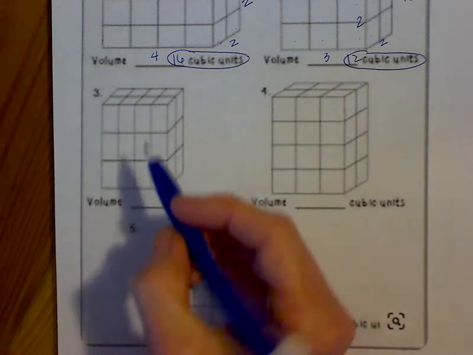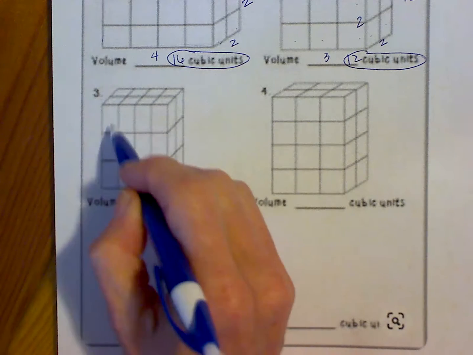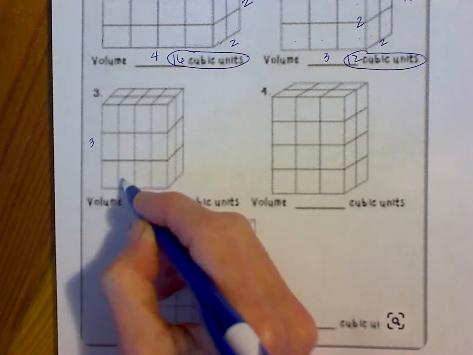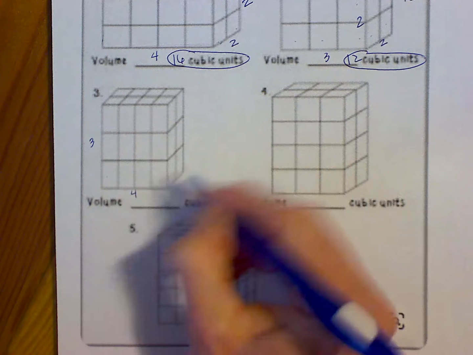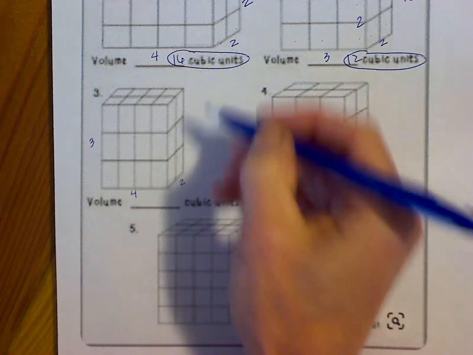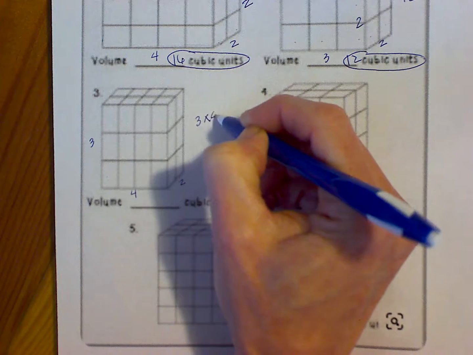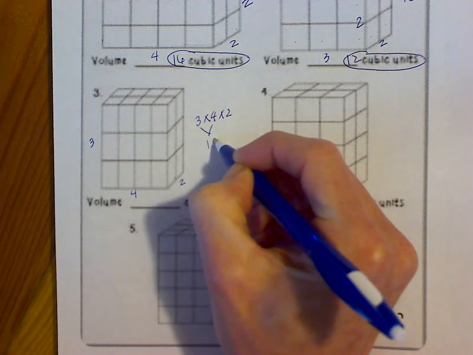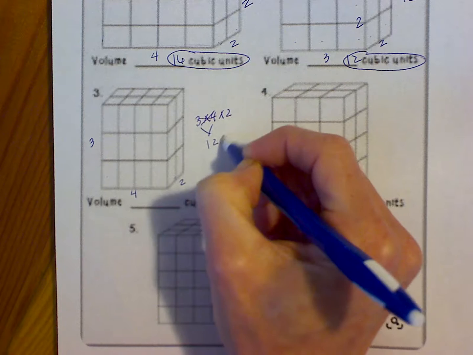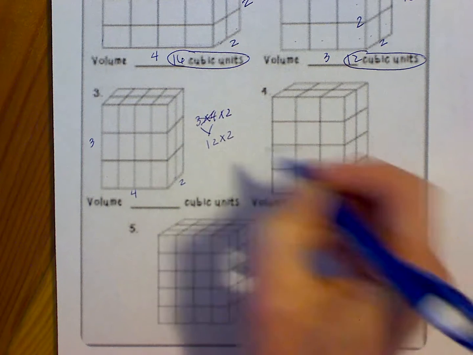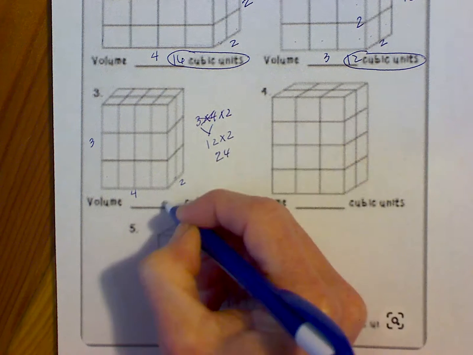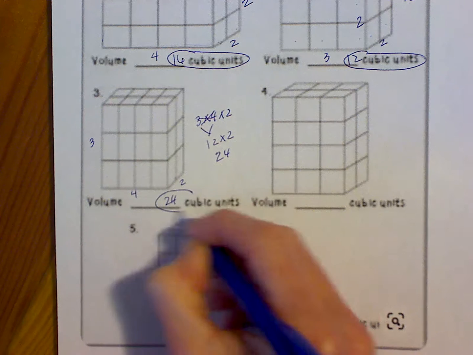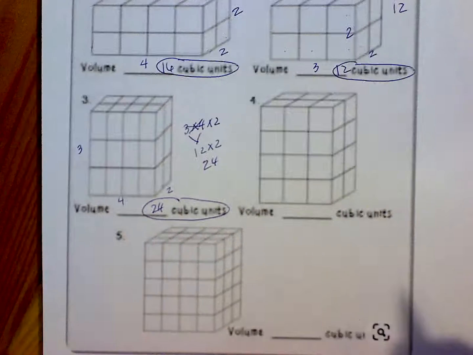Okay, so for number 3, we have 1, 2, 3 high, 1, 2, 3, 4 across, and 1, 2 back. So I'm saying 3 times 4 times 2. 3 times 4 is 12. Cross that off, bring down the times 2. 12 times 2 is 24, so I have 24 cubic units.